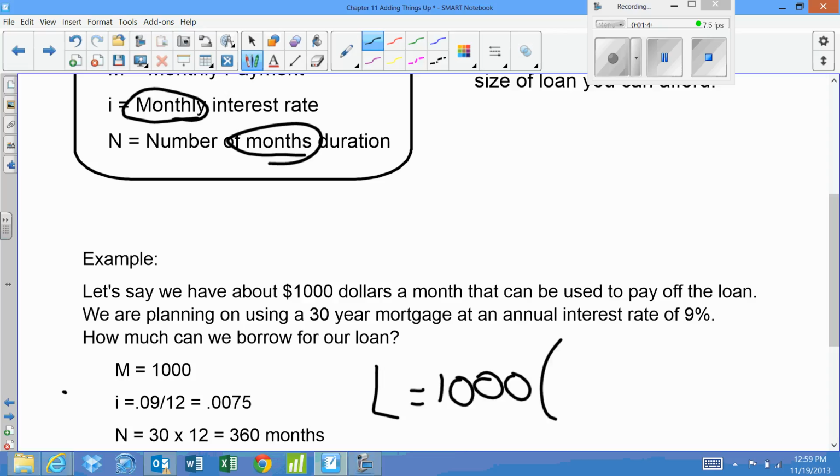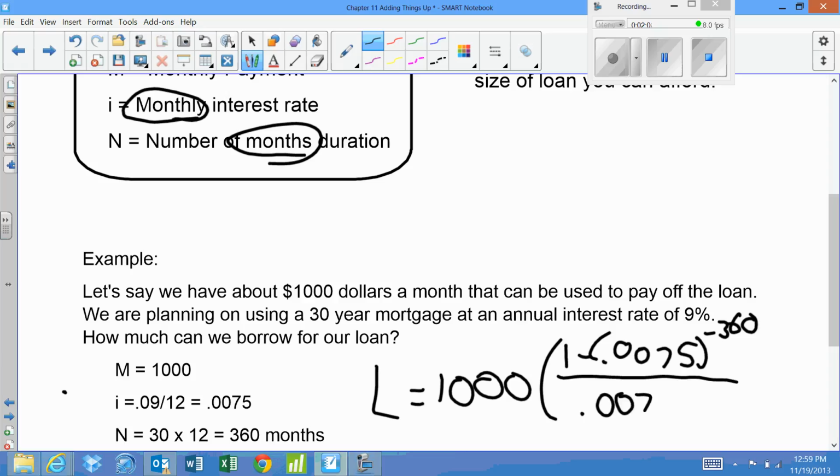times 1 minus our i, or interest rate, in this case our monthly interest rate, which is 0.0075. And we're going to take that 0.0075 and raise it to the negative n power. In this case it was negative 360 because we're taking it out for 30 years, which is 360 months. We're going to divide it by our monthly interest rate, which is 0.0075, and then we will calculate our answer.